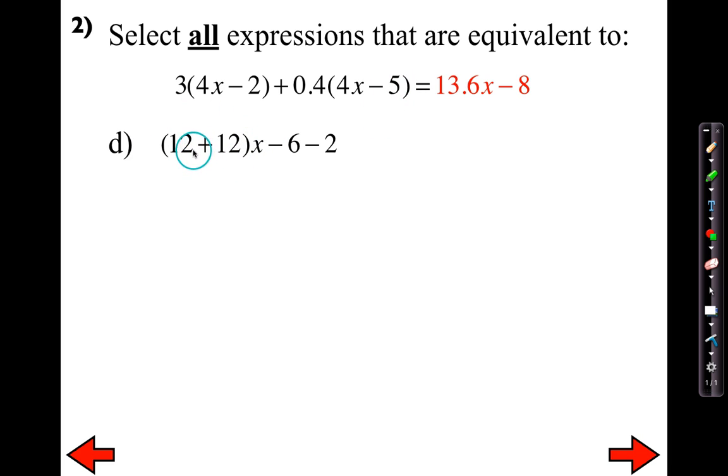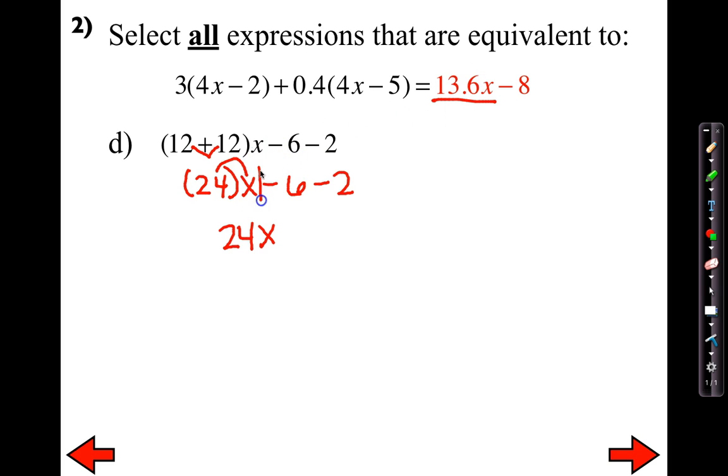12 plus 12 is 24, so I'm going to go ahead and do 24 times x minus 6 minus 2. Notice this is a multiplication, so you can kind of think of it as distributing 24 times x. It's just 24x. I'm not going to go any further because the x's are all simplified, and that is not the same as 13 and 6/10, so I can stop.